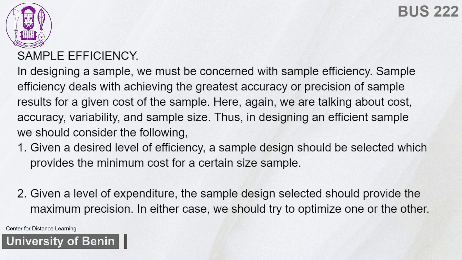Sample efficiency. In designing a sample, we must be concerned with sample efficiency. Sample efficiency deals with achieving the greatest accuracy or precision of sample results for a given cost of the sample. Here, again, we are talking about cost, accuracy, variability, and sample size. Thus, in designing an efficient sample we should consider the following. 1. Given a desired level of efficiency, a sample design should be selected which provides the minimum cost for a certain size sample. 2. Given a level of expenditure, the sample design selected should provide maximum precision. In either case, we should try to optimize one or the other.